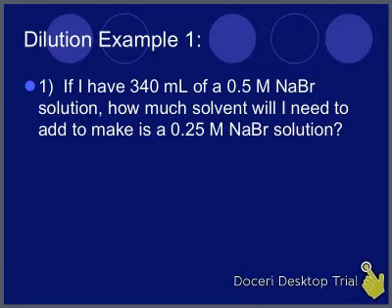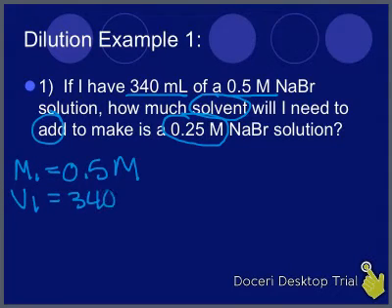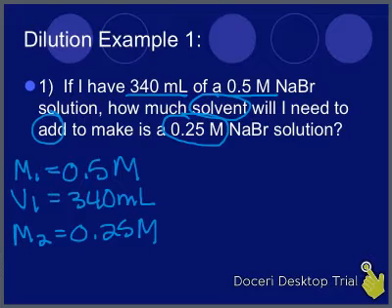So let's read this problem. If you have 340 milliliters of a 0.5 molar solution, how much solvent will I need to add to make a 0.25 molar solution? So I circled and I underlined. Why did I circle the first two numbers or underline the first two numbers and circle the last number? The first two are our beginning and the last one is our final. So I'm going to list my variables just to kind of help us get the idea of this. So my first molarity is going to be 0.5 molar. My first volume is going to be 340 milliliters. My second molarity is going to be 0.25 molar. And they're asking me to solve for my second volume, correct?